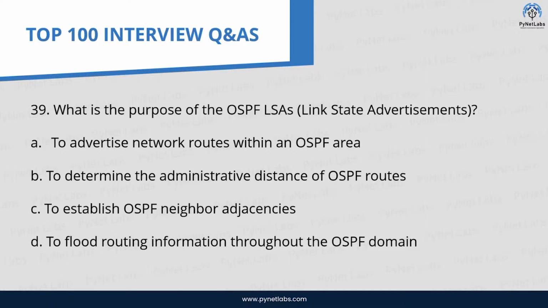So over here, these link state advertisements are going to be used for flooding the routing information throughout the entire OSPF domain, because if the link state advertisements are not exchanged, then we will not be able to make sure that the data is transmitted, and OSPF will not have the entire routing domain information. So option D is going to be the correct answer for question number 39. Now back to the last question, guys.